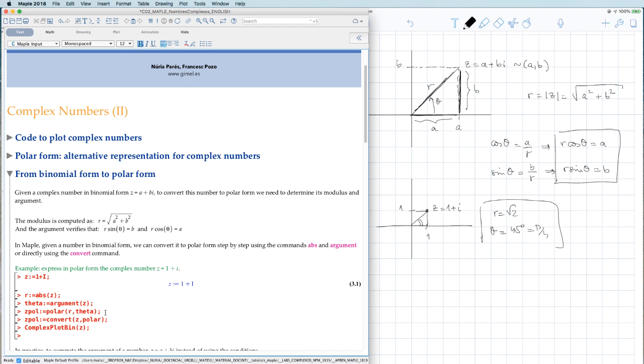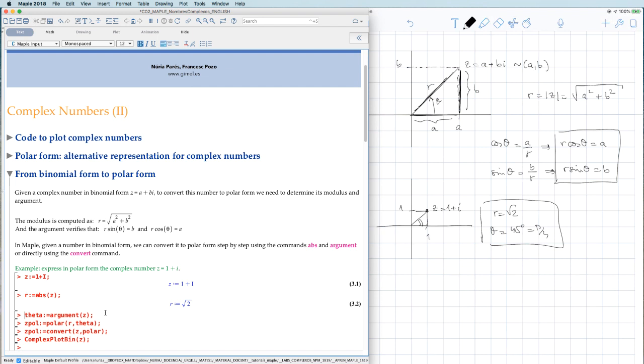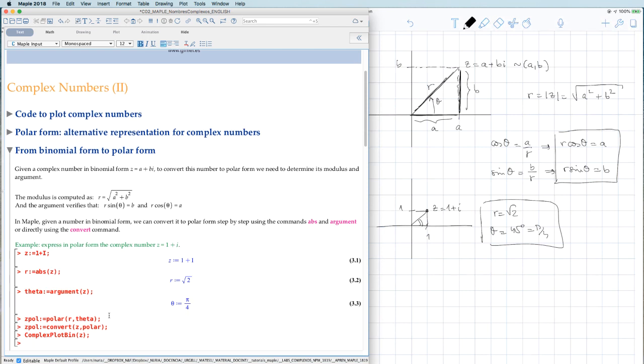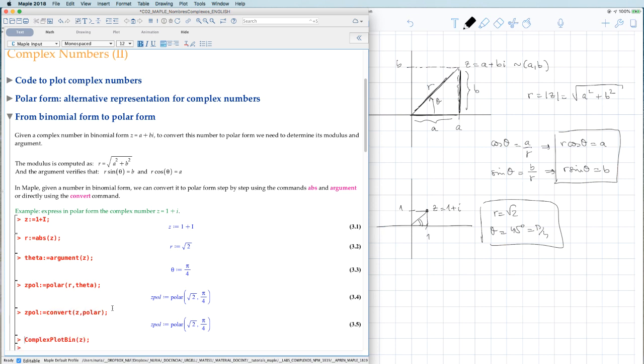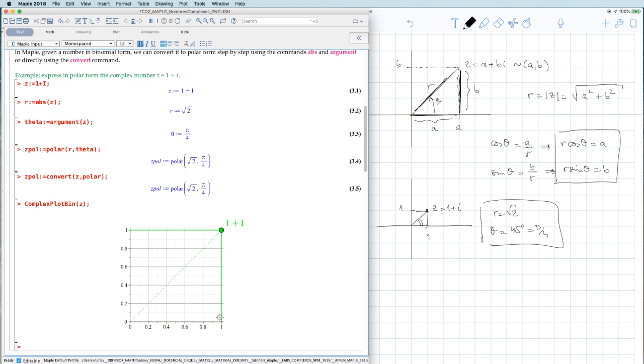But let's see how we do it with Maple. So we use the abs command to compute the modulus and the argument command to compute the argument. Now we can convert them to polar by just putting modulus and argument. So this is how to convert from binomial to polar step by step, but we also have the convert to polar, which does it directly. So this is the modulus, this is the argument. And we can use the plot to see that indeed this is square root of 2 because this is 1 and 1 and this is 45 degrees.